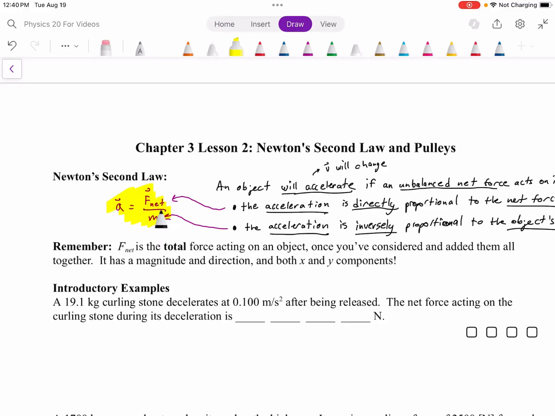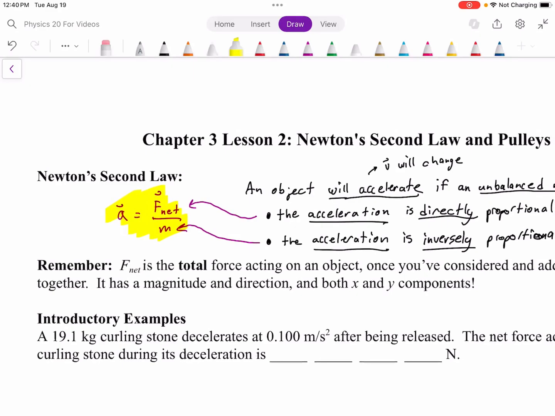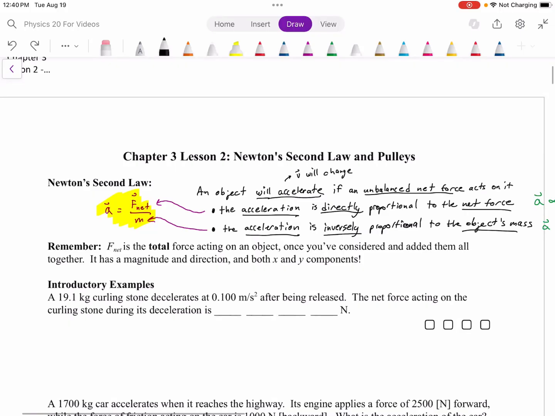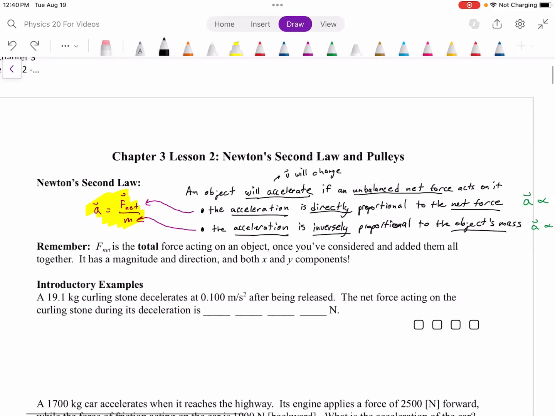Reminder, this actually tells us Newton's first law as well, because if F net were 0, well then the acceleration would be 0. And that's Newton's first law. If no net force acts on an object, it will not accelerate. It will keep doing what it was doing. If it was sitting still, it'll stay sitting still. If it was moving at some velocity, it will continue to move at that same velocity. That was Newton's first law. It's kind of cooked into the equation of Newton's second law.